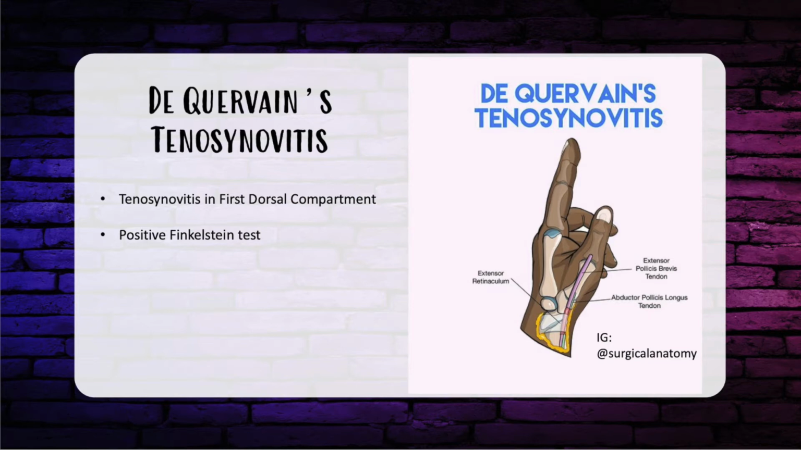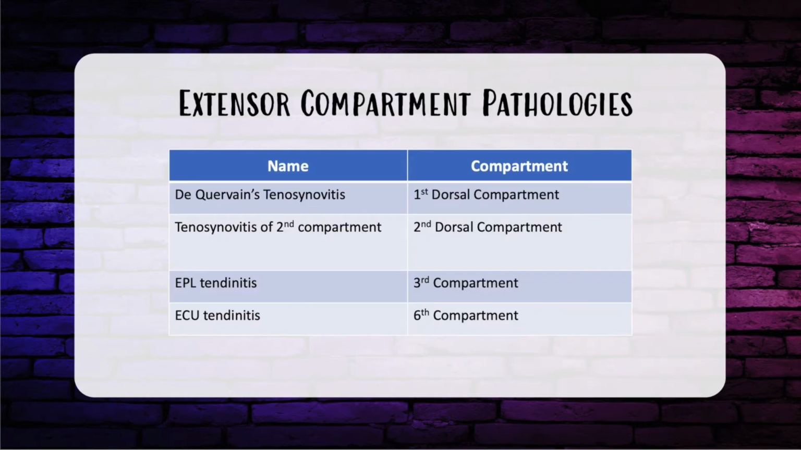This is a very common in-service question. The most common complication of operative release, however, is injury to the radial sensory nerve. So be careful. That's another testable pearl there. Sanam, what is intersection syndrome?